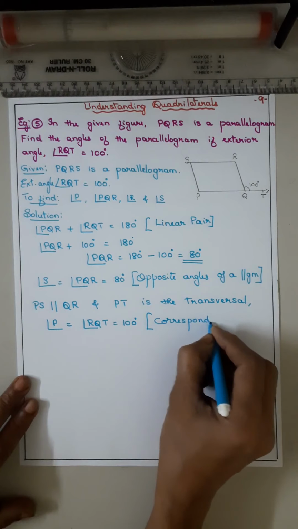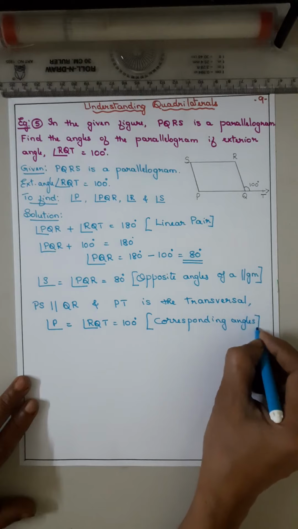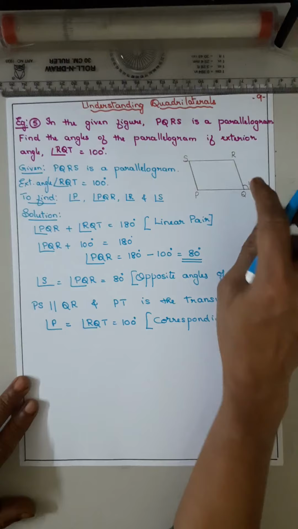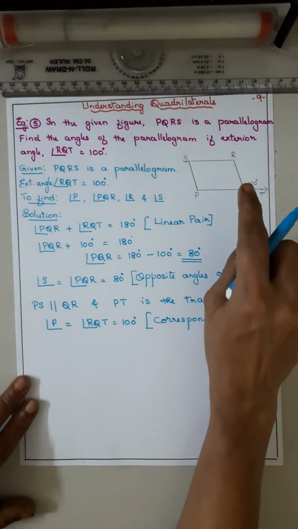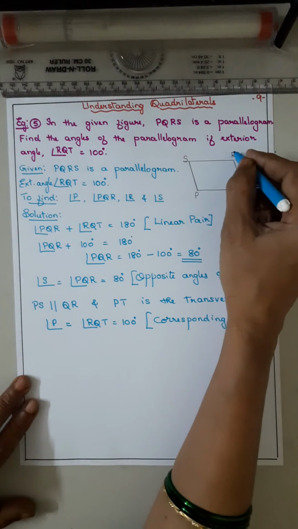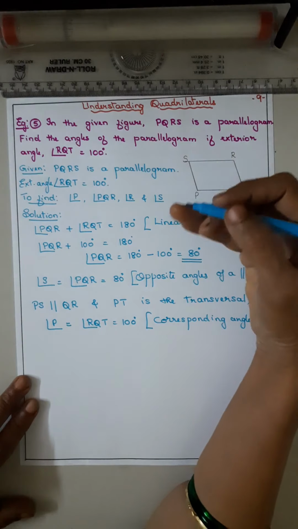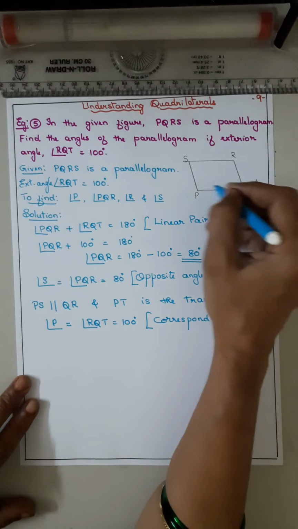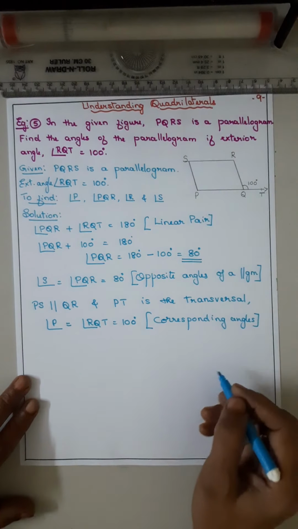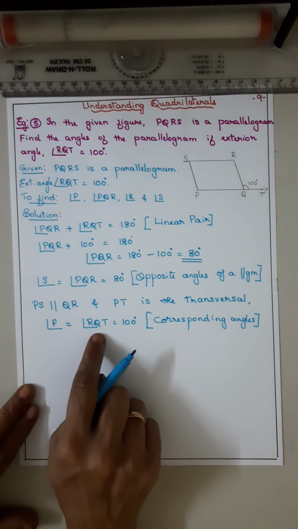Corresponding angles. Remember? So two parallel lines, this is the transversal. So on the same side of the transversal, they are above the parallel lines, isn't it? So this parallel line, this parallel line, this is the transversal. On the left side of the transversal, above the line, 100 degrees. This also becomes 100 degrees. So you got angle P is equal to RQT.